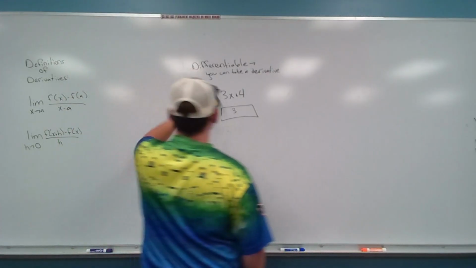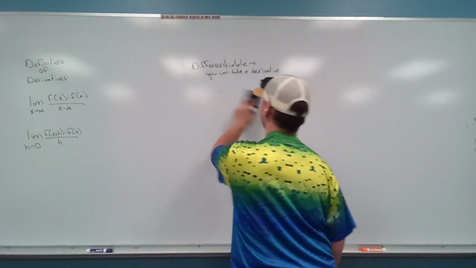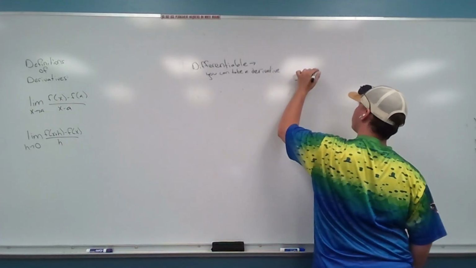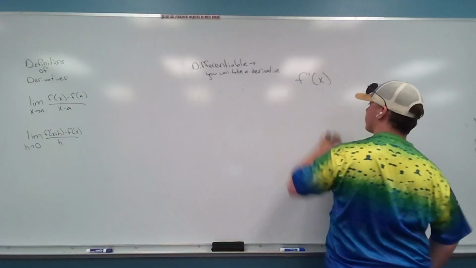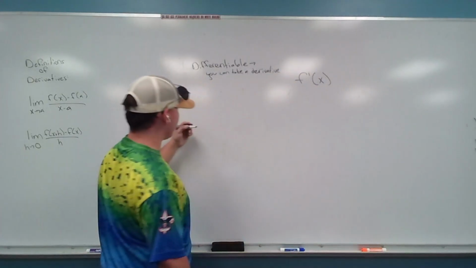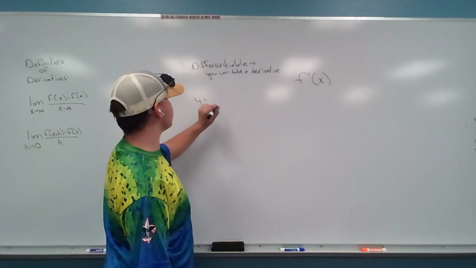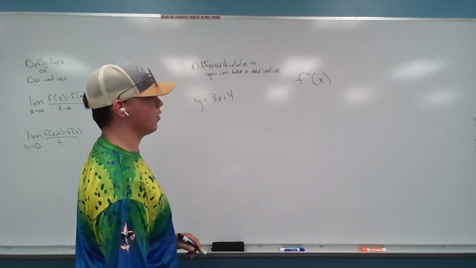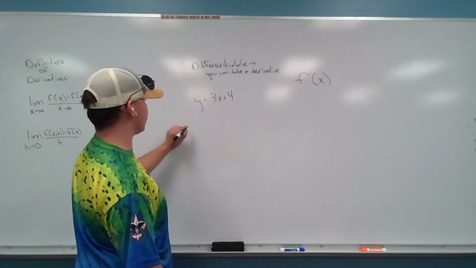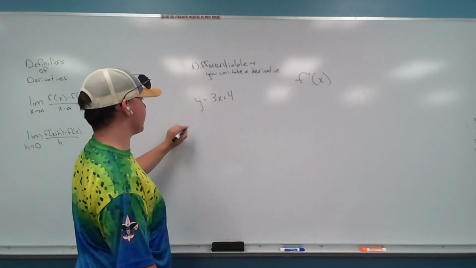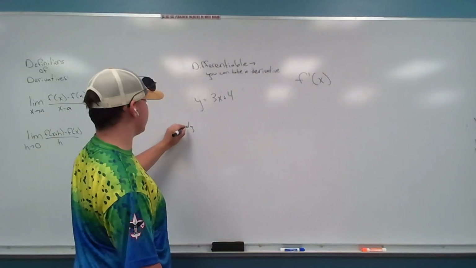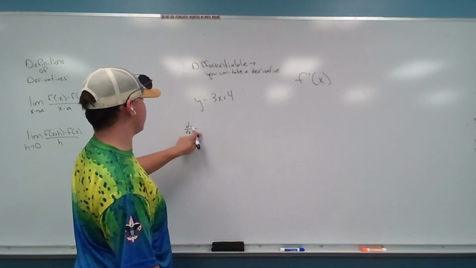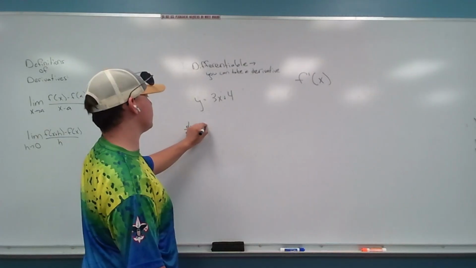Just going to write it up here on a little list. The other way to write it, f prime of x, is, say you have y equals 3x plus 4. Now the way to write it is you can just take this variable, the dependent variable, and you write dy, or derivative y, over derivative x equals, well, spoiler, it's 3.